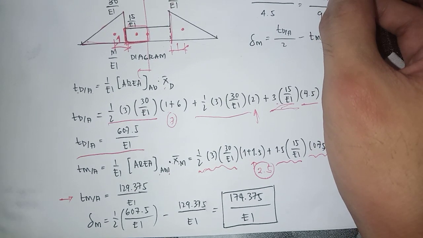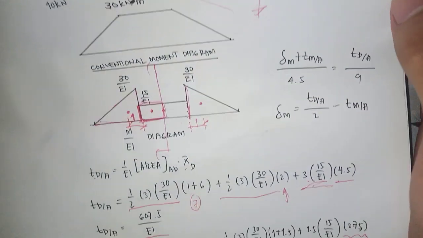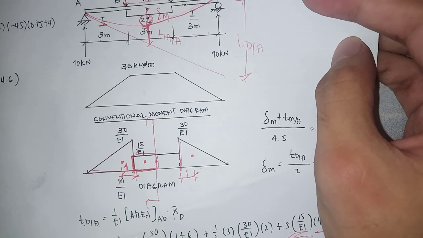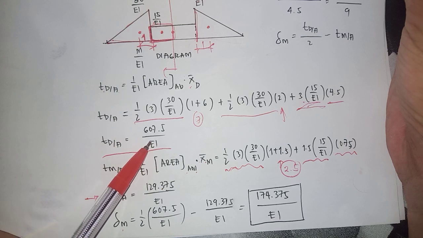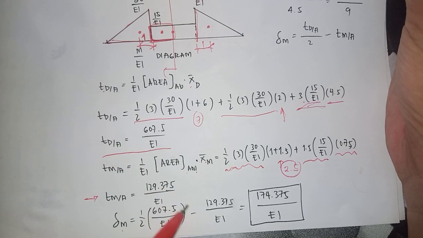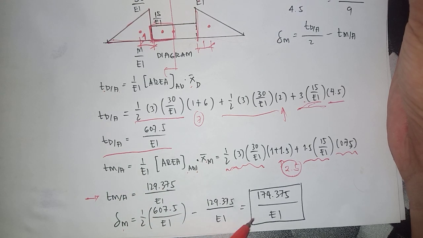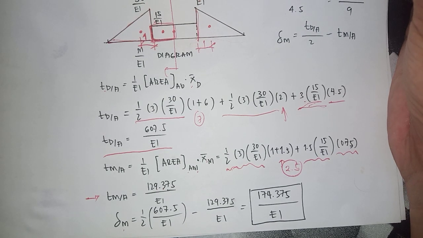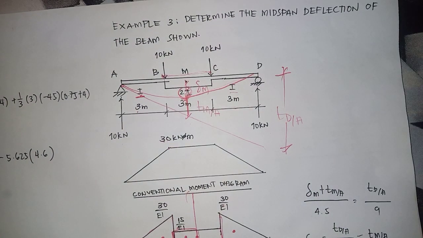And finally, the midspan deflection, actually dahil symmetrical to, we take the advantage of symmetry. Pwede rin naman yun. Okay, kaya symmetric din yung moment diagram natin. And eventually, symmetric din yung moment diagram by parts. Okay, so we have 1/2 times TDA na 607.5 over EI minus TMA na nakakakuha lang natin 129.375 over EI. We get this one, 174.375 over EI. And this is the midspan deflection, which is actually the maximum deflection.